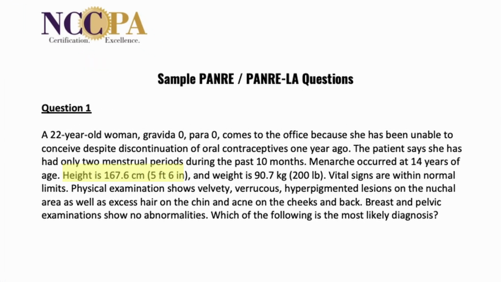Height is 5'6", weight 200 pounds. Vital signs are within normal limits. She's kind of average height, 200 pounds. She's a little on the heavy side, and her vital signs are normal. So we're kind of ruling out anything that's really emergent or worried she's about to go over the cliff. She's fine. She's just having this problem conceiving.